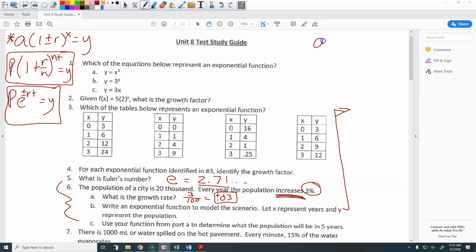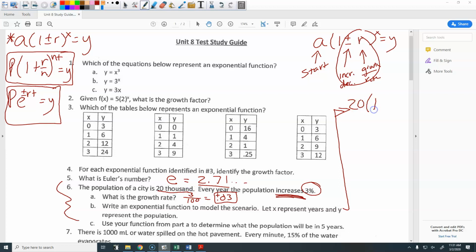And in that top formula there, the A represents the starting amount. The 1 is always there. Plus represents increasing, and minus represents decreasing. And then R is our growth rate that I told you about earlier. So those two things actually just go together, the sign and the growth rate. And then there's an X here and a Y. So in this particular problem, the starting amount is 20,000 people. There's our 1. It's increasing by 0.03, my growth rate. We have that. And it will be simplified to look like this on the test, I guess. So that's the answer to part B.